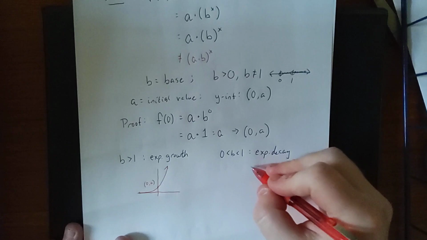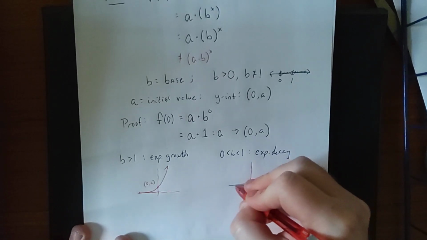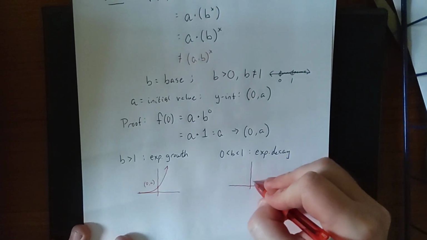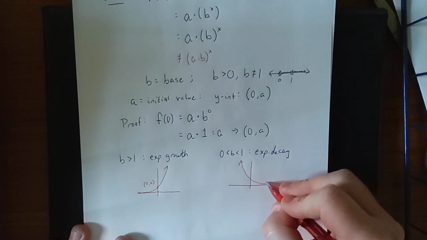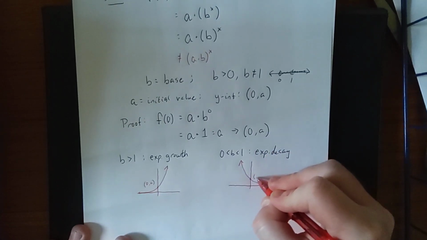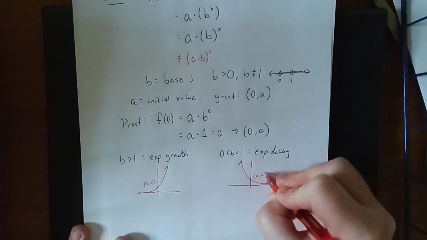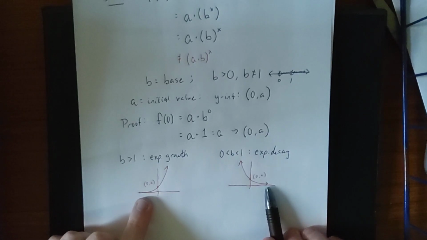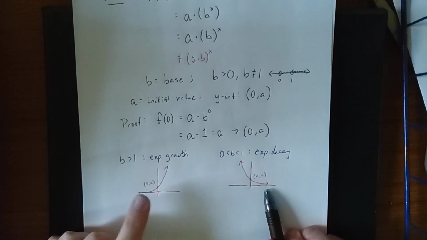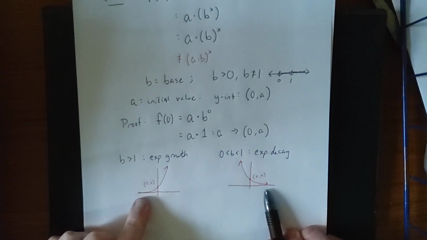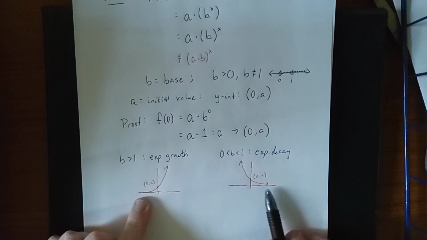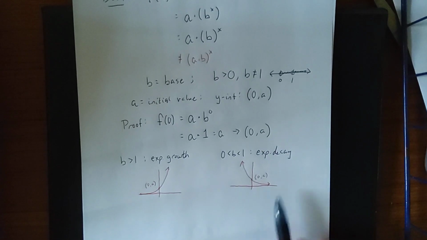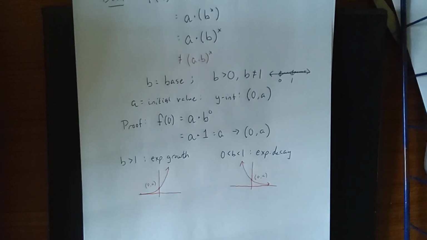For an exponential decay function, it looks like the mirror image of the exponential growth function through the y-axis. Once again, we'll see a (0, a) here for the y-intercept. Now, both the exponential growth and decay functions have asymptotic behavior on one side. There's a horizontal asymptote on the left side for the exponential growth, and there's a horizontal asymptote on the right side for the exponential decay function. Again, more detail on that in future sections.